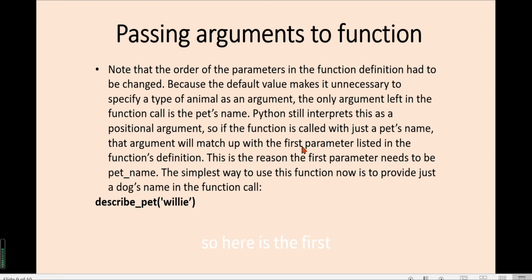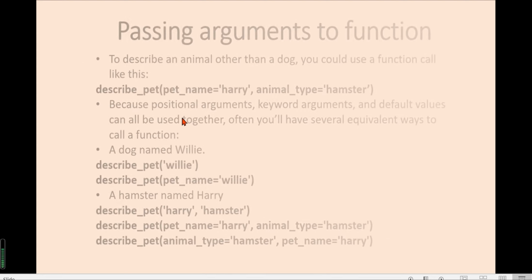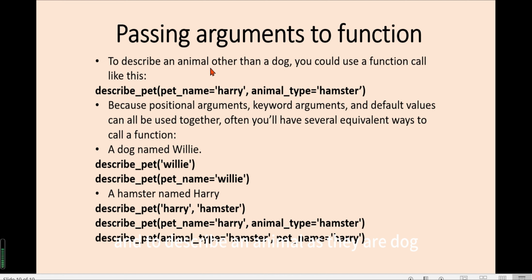So here is the first. This is the reason the first parameter needs to be pet name. The simplest way to use this function now is to provide just the dog's name in the function call. So describe_pet, just the name Willie. And to describe an animal other than a dog, you could use a function call like this: describe_pet, pet name is Harry, animal type is hamster.